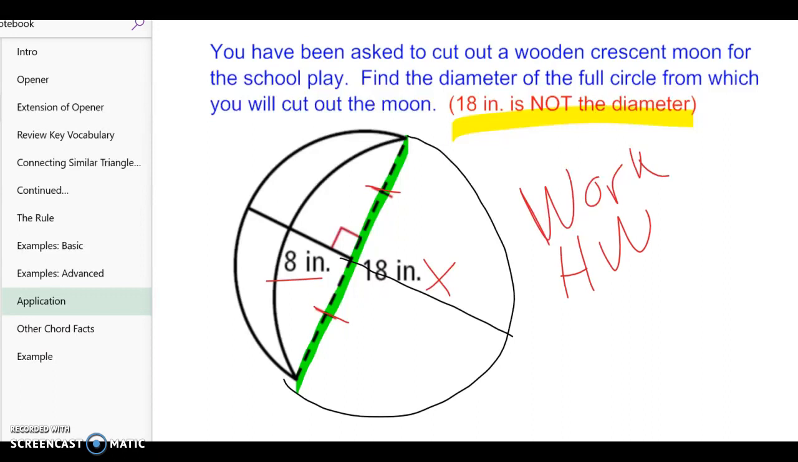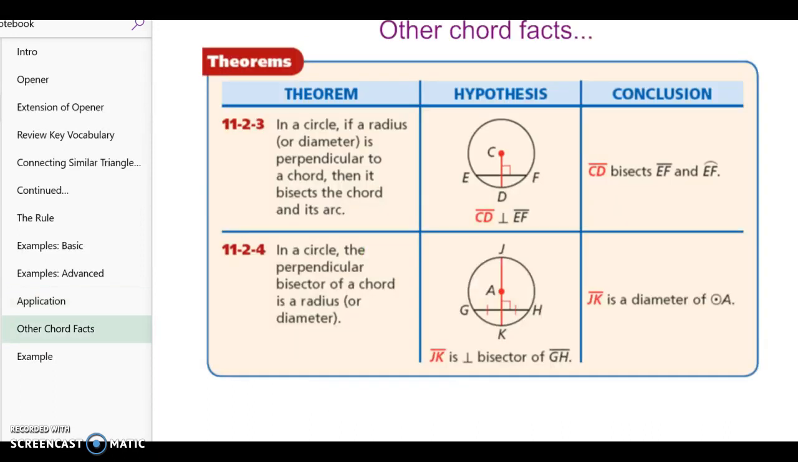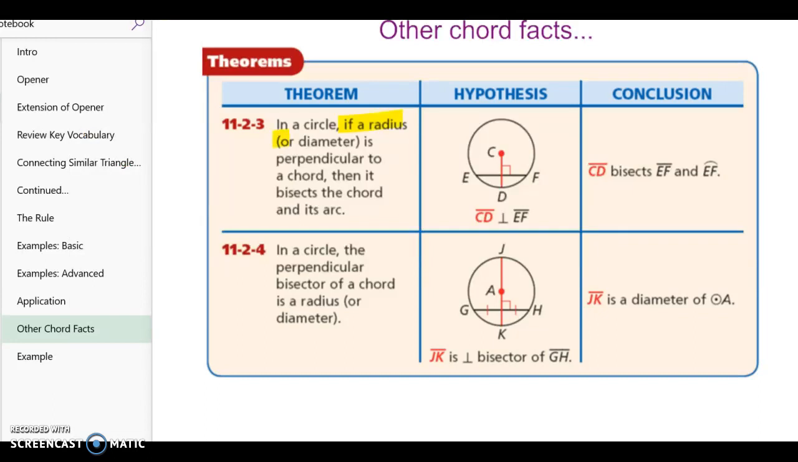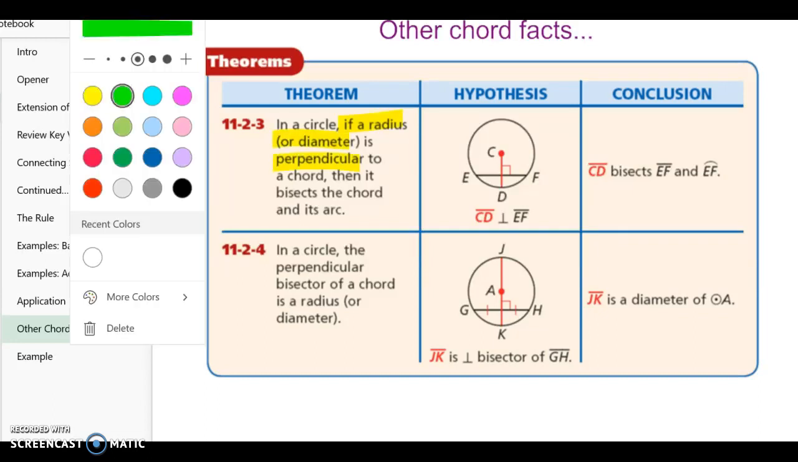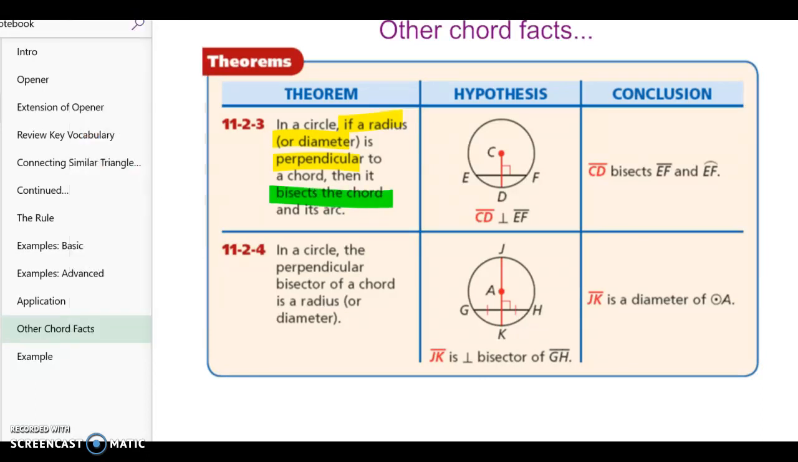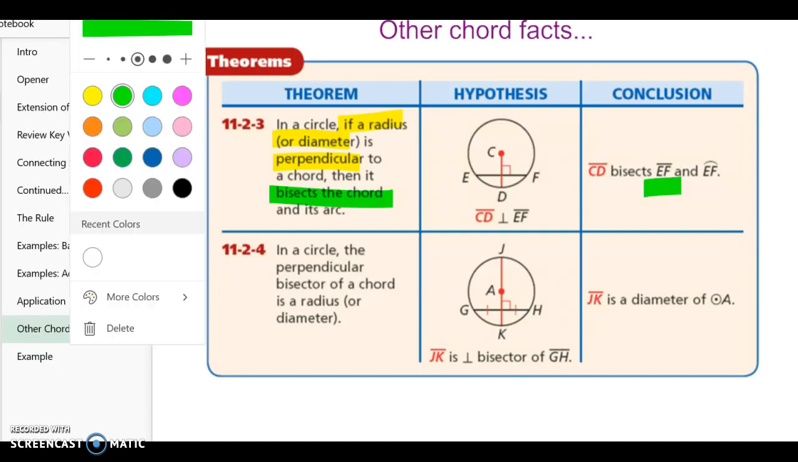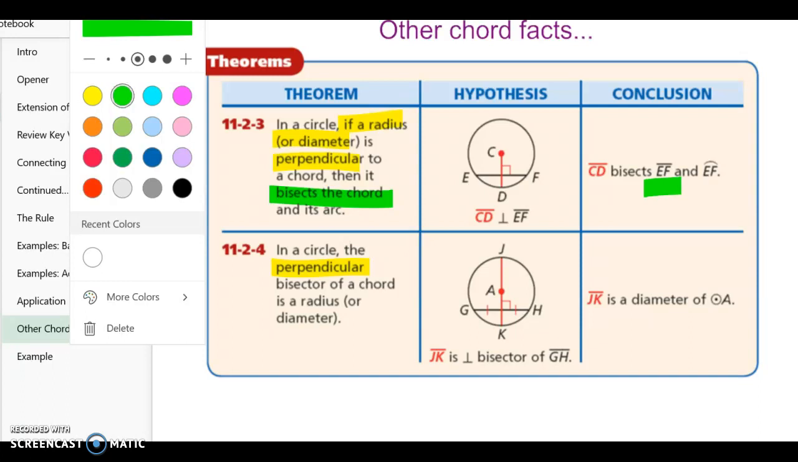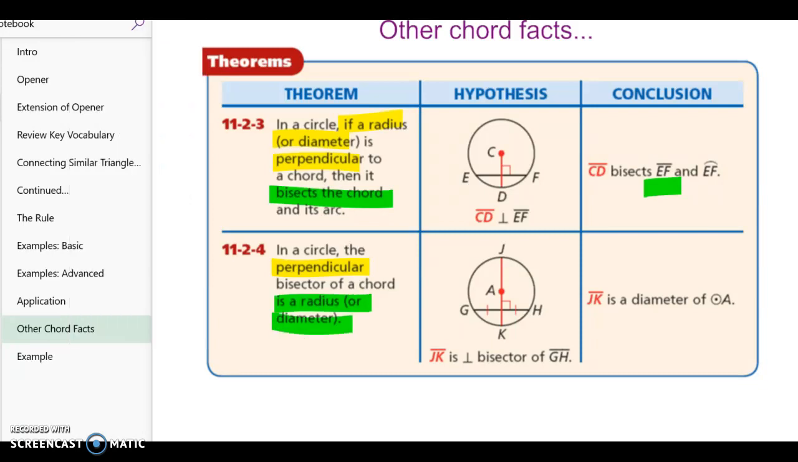Okay? Now, very quickly, I want to talk about just a couple other chord facts that you might run into, and that's going to be the last part of this video. So, in a circle, if the radius or the diameter is perpendicular, then it bisects the chord. Similarly, if you know that a line is perpendicular and bisects the chord, then you know that the line is a radius or a diameter.